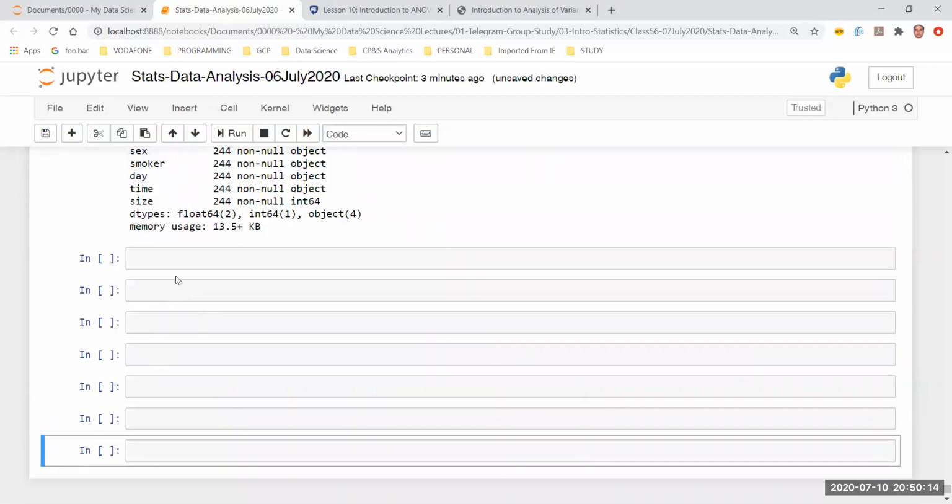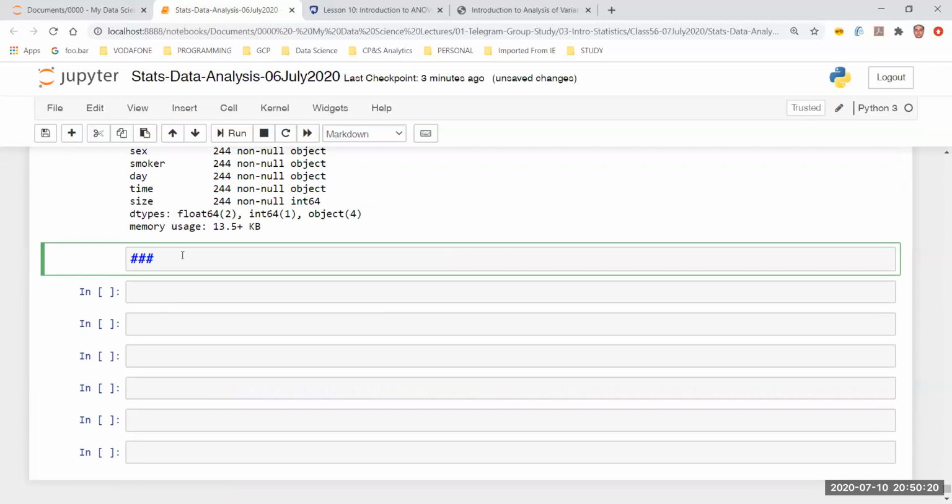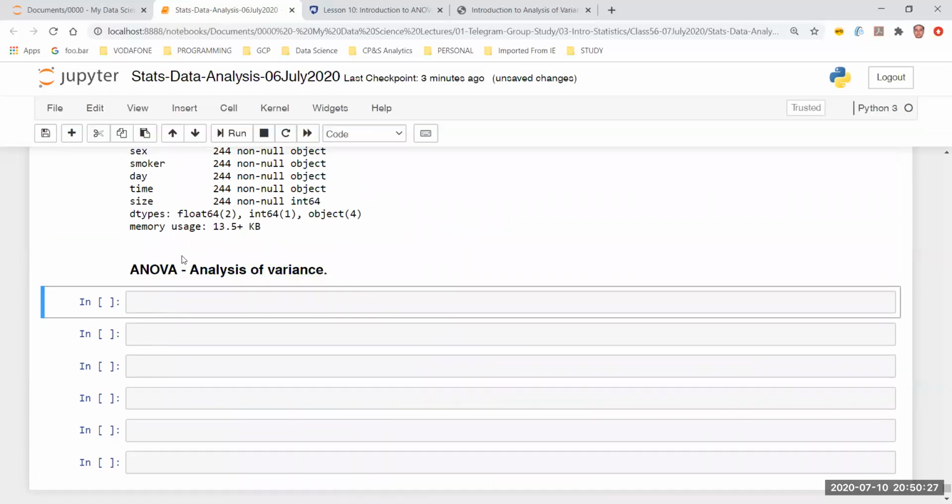So let me just create a new cell, and we'll start with something which is kind of a problem. To solve that problem, we are going to do something known as analysis of variance. This will take time. We are going to spend at least the next 2 to 3 sessions on this because it's not going to be an easy topic.